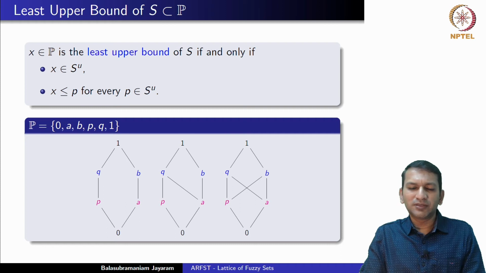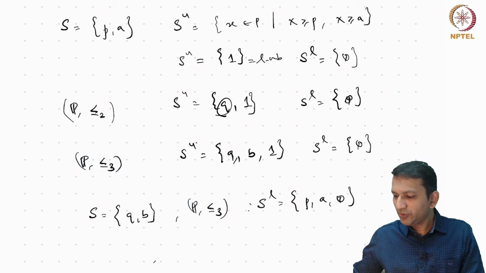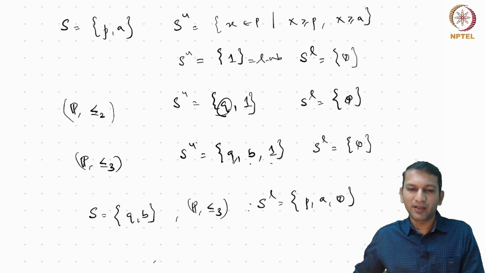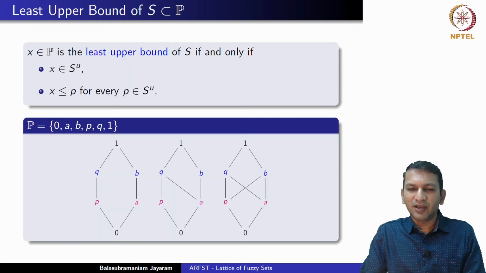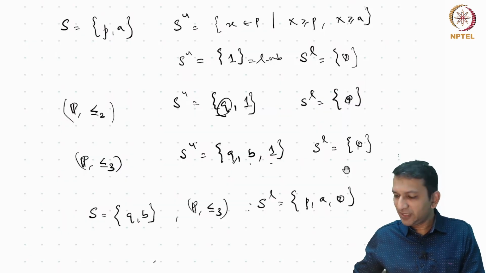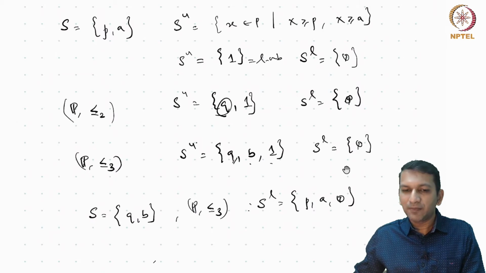Now let's go to the third poset. Here we saw that for the set {P, A}, we have three upper bounds, those of Q, B and 1. However, we see that Q, while it is smaller than 1, is not smaller than B. Similarly, B, while it is smaller than 1, is not smaller than Q. Which means this set does not have a least upper bound.